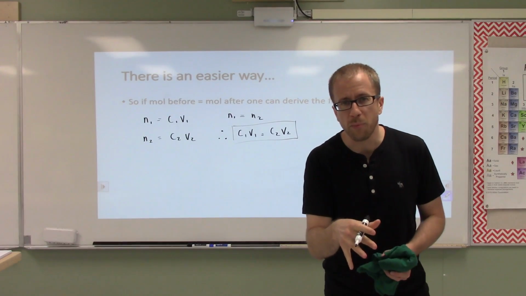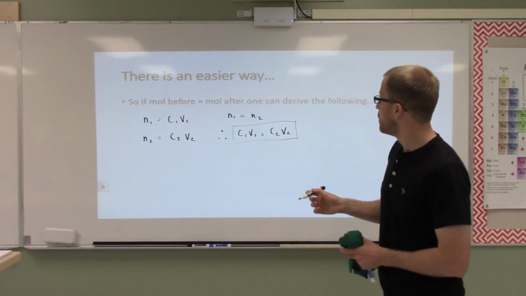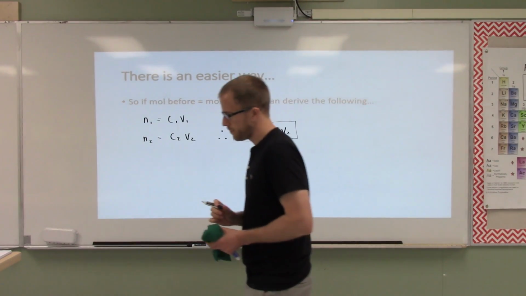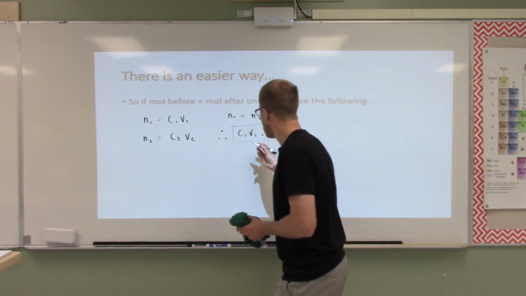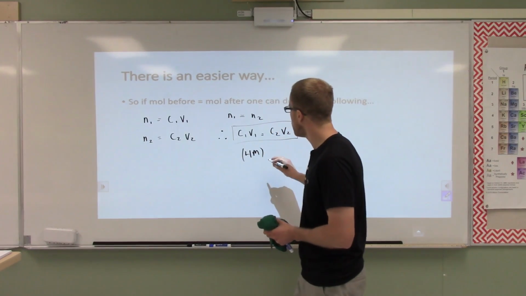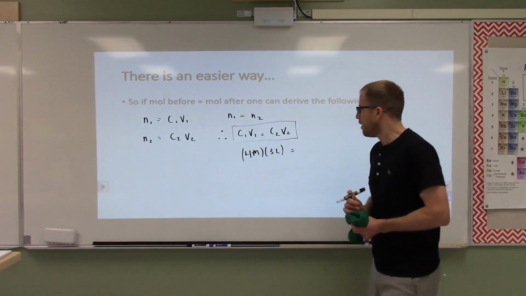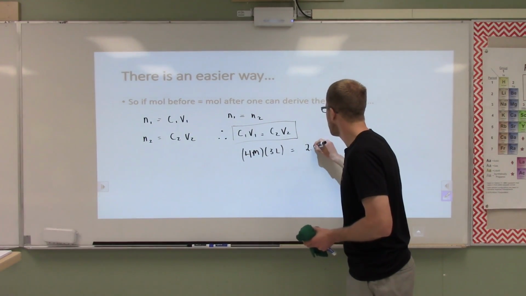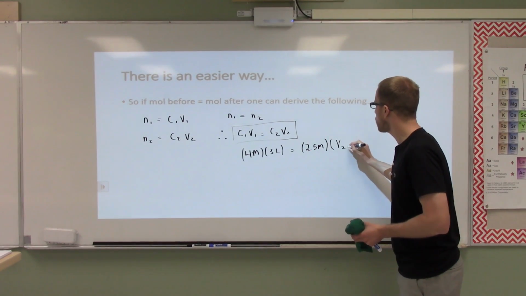Let's think back to that previous example and plug in what we know. What was our initial concentration? That was 4 molar. And how much of that solution did we have? We had 3 liters. What was our final concentration? Well, our final concentration after dilution was 2.5 molar, and our final volume is a question mark.